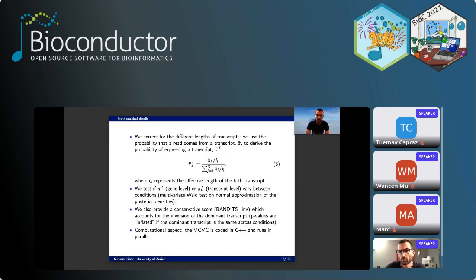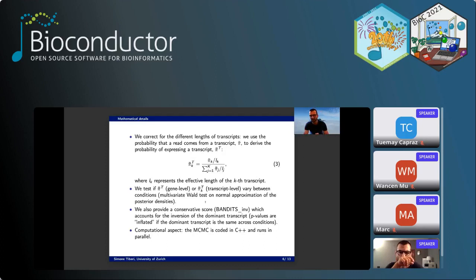biological yield. And so when we do differential testing between conditions, we don't test the original pi bar that concerns the number of reads you observe, but we test this new pi t parameter. And so we test the entire vector pi t when we perform a gene level test between conditions, and we test the individual pi k parameter when we perform a transcript level test. And mathematically, what we do is we approximate the posterior densities with the normal, and then we fit a multivariate Wald test on top of that.